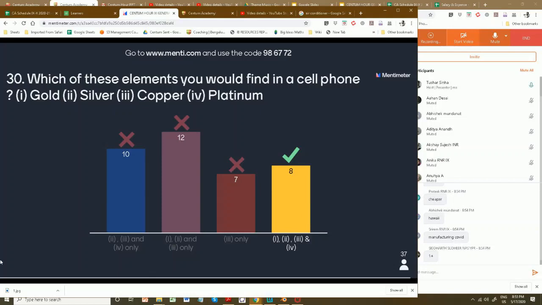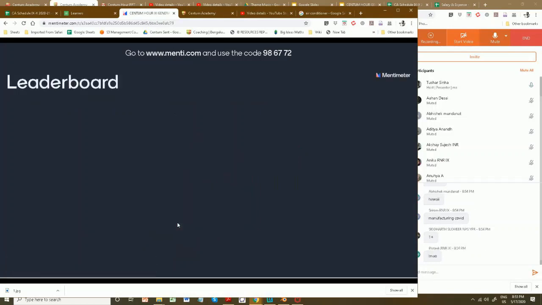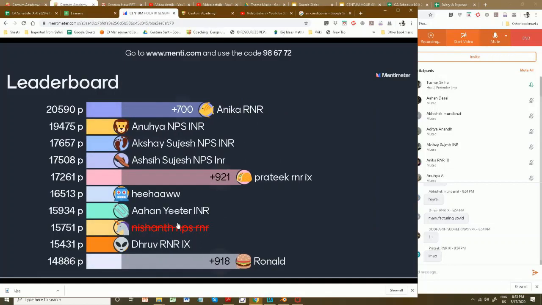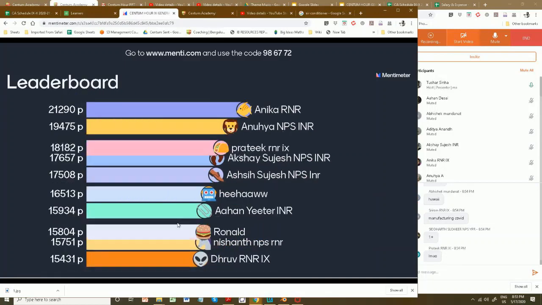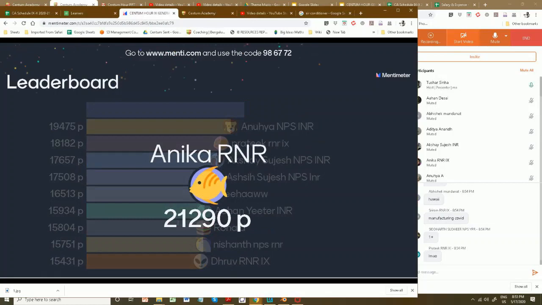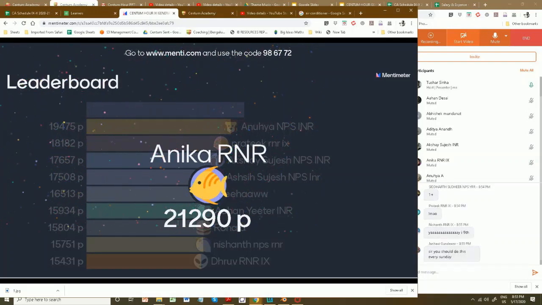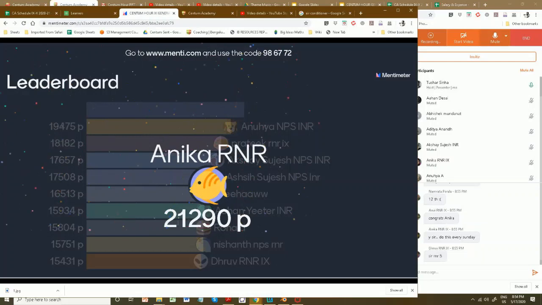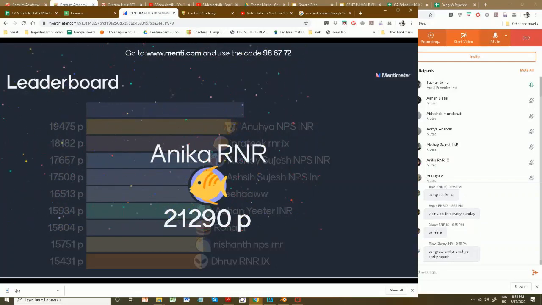Okay, very good. This was the last and final one. Anika maintains the lead and Rajajinagar people have bagged the first and third. Anika, many congratulations. Very good. You're really great. And Anuya, Pratik, Akshay, Ashish, Hiho, Ahan, Ronald, Nishant, and Dhruv, very good, guys. Point tally wise, how many from Rajajinagar? Only 3. So Indiranagar has more points than Rajajinagar in total. Congrats to all of you who have come into the top 10.